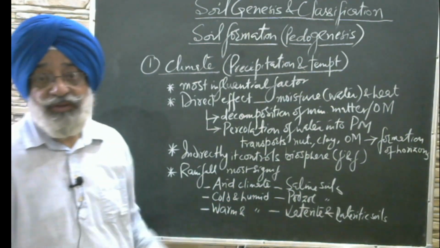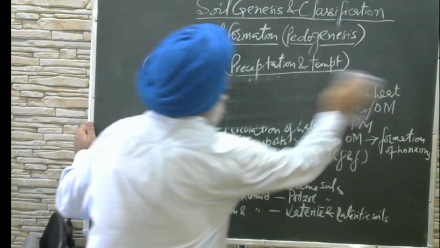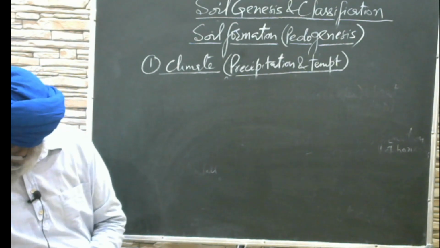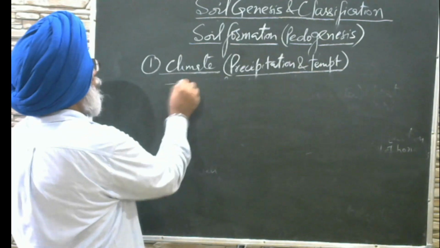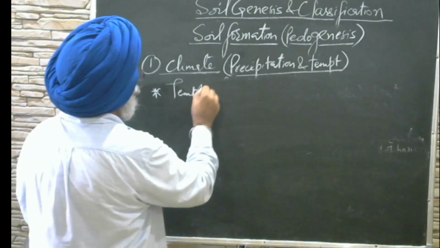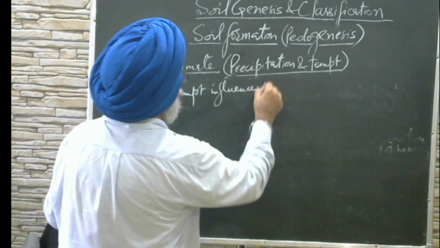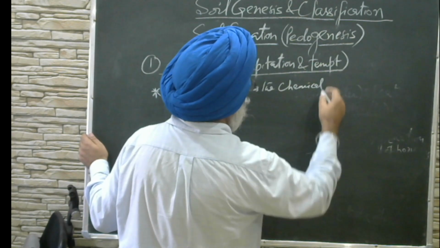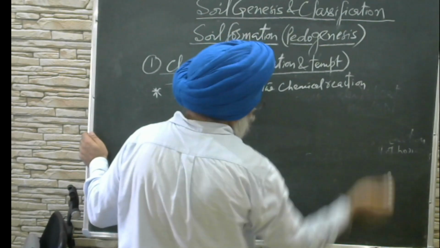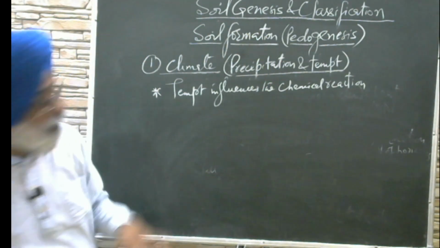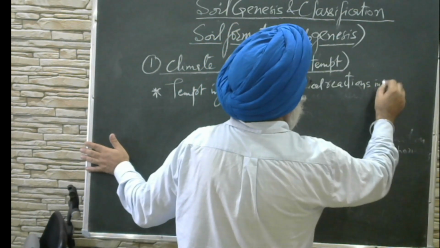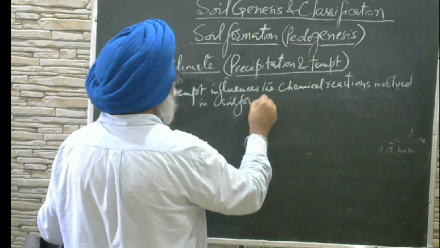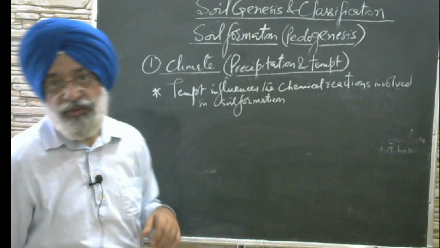So rainfall, as I said, is the most important, and second important is your temperature. So temperature is the second most important factor under climatic conditions. How does temperature affect? Temperature influences the chemical reactions. Every chemical reaction, whether it is carried out by chemicals or microorganisms, requires a certain type of temperature conditions for the reaction to take place. So chemical reactions which are involved in soil formation, that means if there is not appropriate temperature condition, soil formation could be affected.